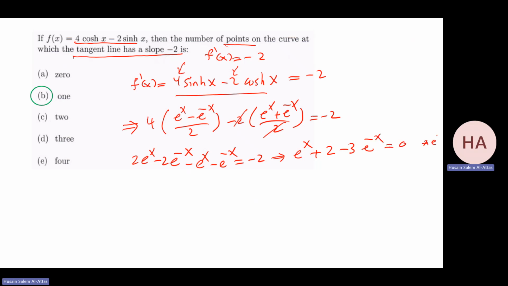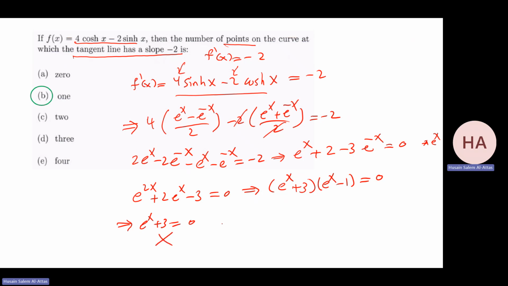Now multiply by e to the power x. I'm getting e to the 2x plus 2 e to the power x minus 3 equals 0. I can factor it. That will be e to the power x plus 3 times e to the power x minus 1 equals 0. So e to the power x plus 3 equals 0, which is impossible, or e to the power x minus 1 equals 0. So I have e to the power x equal 1. Take ln. I have x equal ln 1, which is 0. So I have only 1 point.